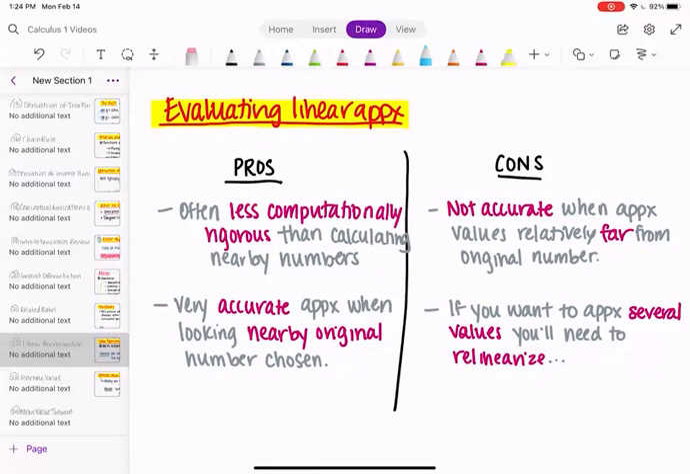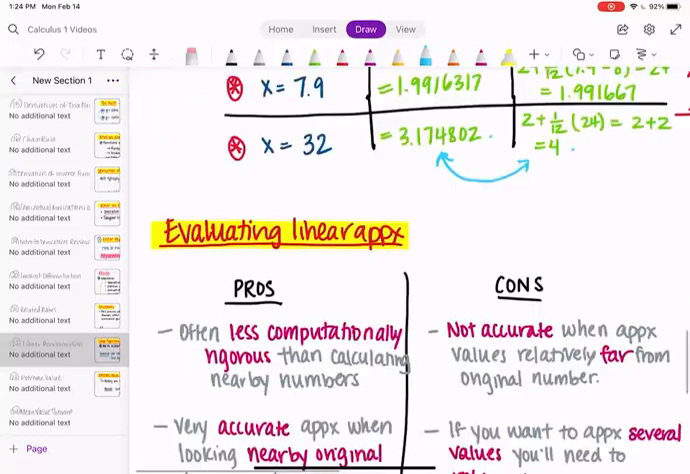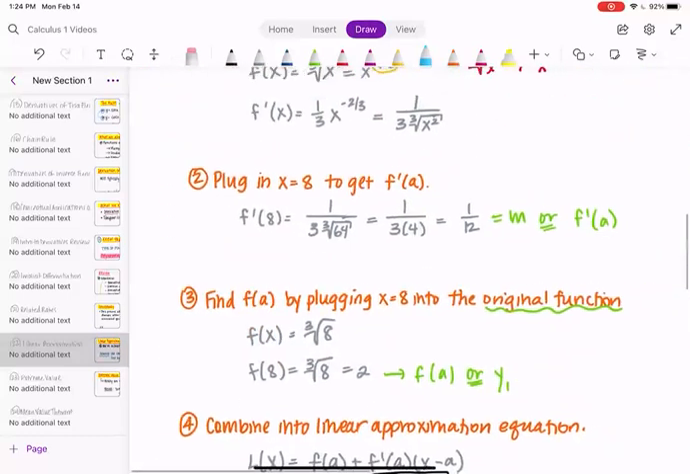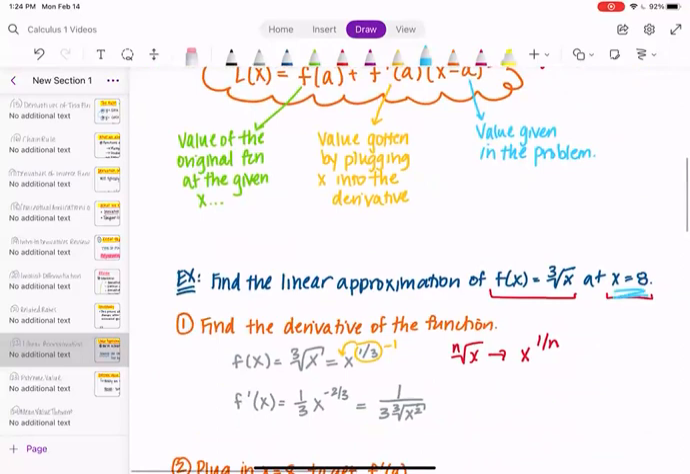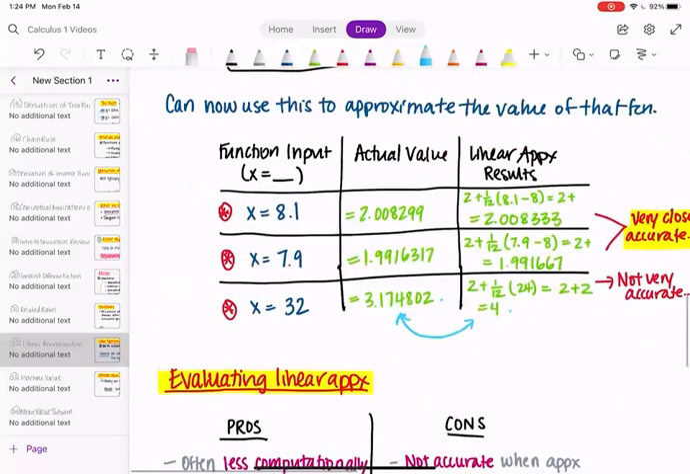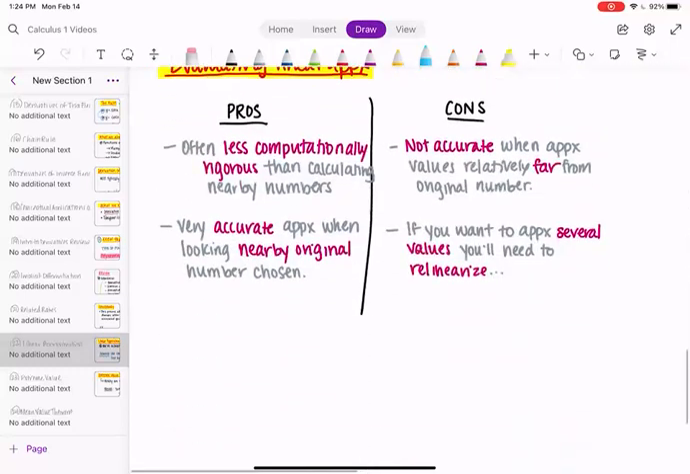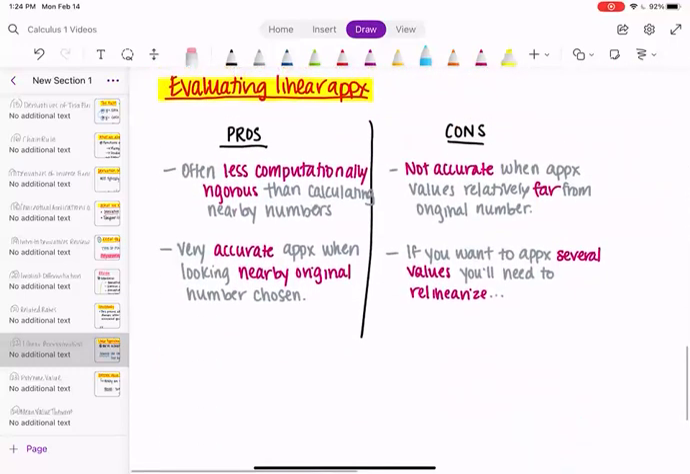Same thing, it's very accurate to do so when you're looking at numbers close to the one that you used, right? So we used a equals 8 to form the line. We were given a equals 8. And when we were looking at 8.1, 7.9, these things, those were relatively accurate representations, right?